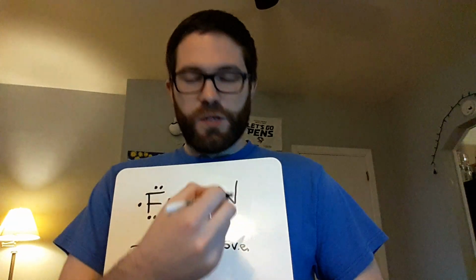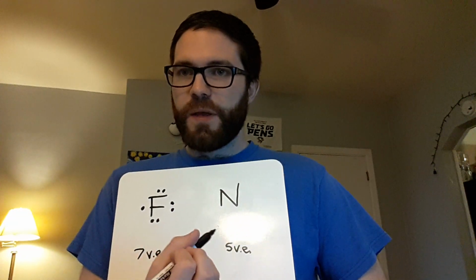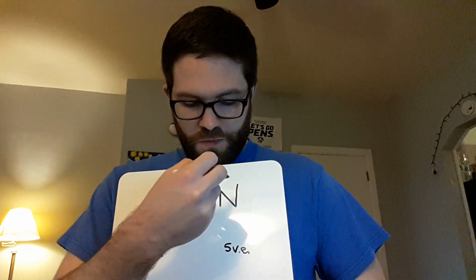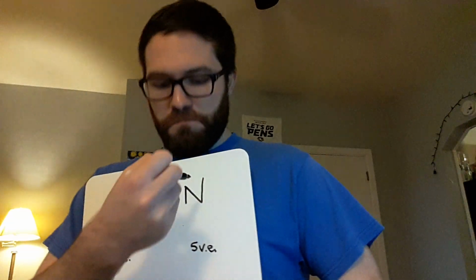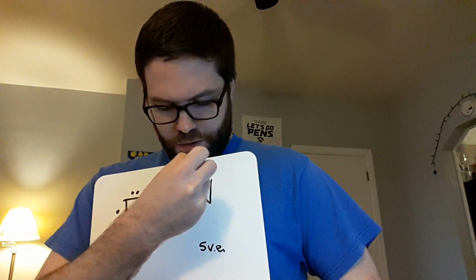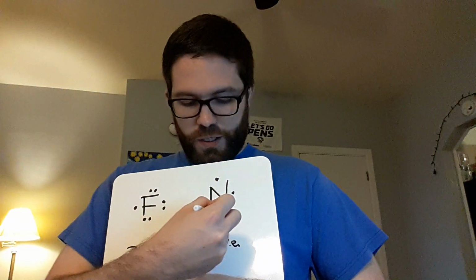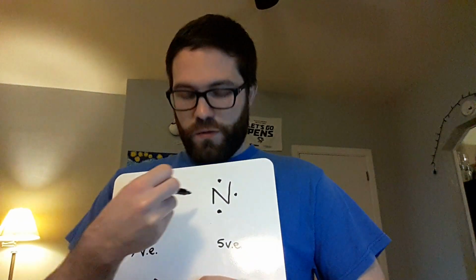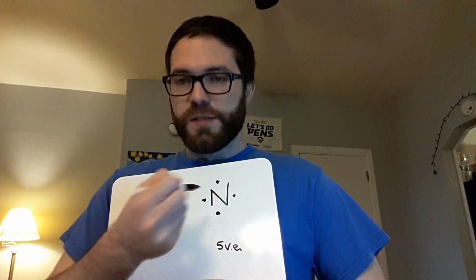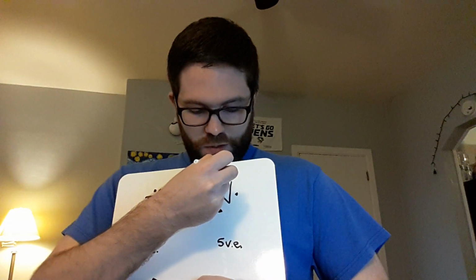So let's check out nitrogen here, right? Nitrogen has 5 valence electrons. So go ahead and do this with me. Take out a piece of paper or something, do it with me, or do it in your head, right? We're going to put the first electron on top in the north. Our second electron is going to go in the east. Third electron is going to go south. Fourth is going to go west. And the last one is going to go on the north.